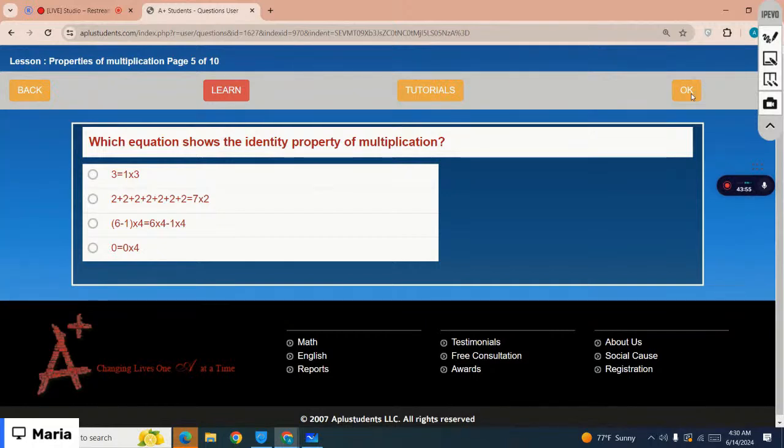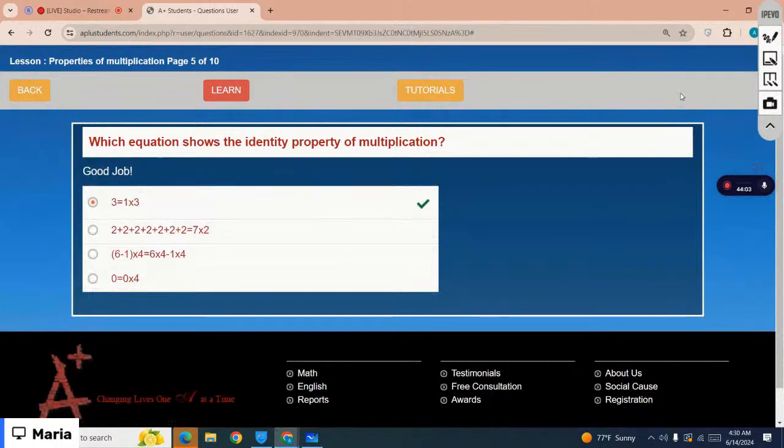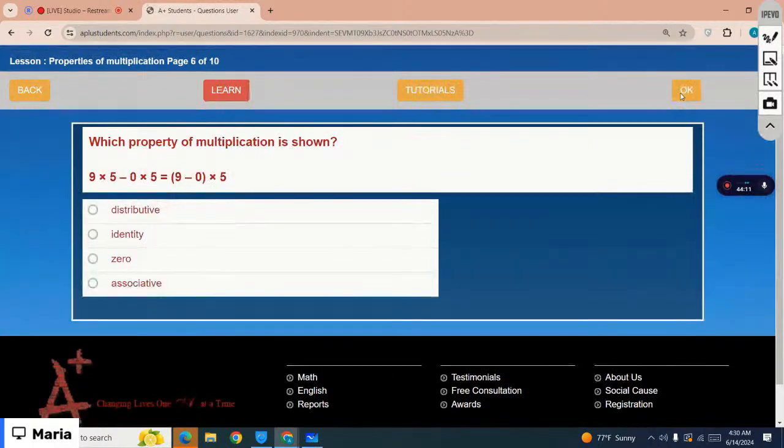The correct option is option number 1. 3 times 1 is 3. Option number 1 is the correct option. Which property of multiplication is shown? Which property: 9 times 5 minus 0 times 5 and (9 minus 0) times 5? Which is the correct option?